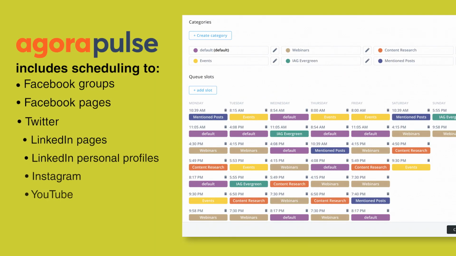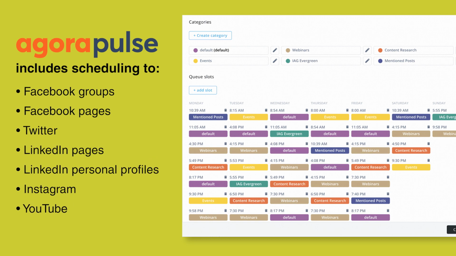Agora Pulse's capabilities include scheduling to Facebook groups, Facebook pages, Twitter, LinkedIn pages, and also personal profiles, Instagram, YouTube, among many others. Also, if you're a social media marketing agency and happen to manage your clients' posts and their platforms and their engagement, Agora Pulse is an incredible platform for that sort of work.